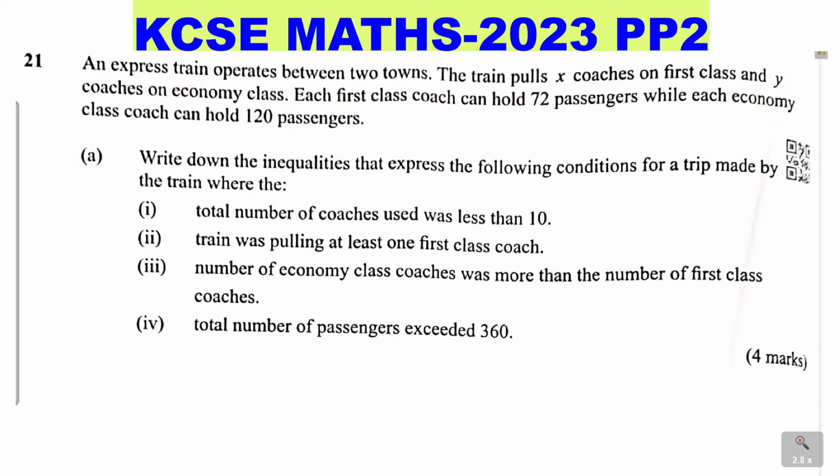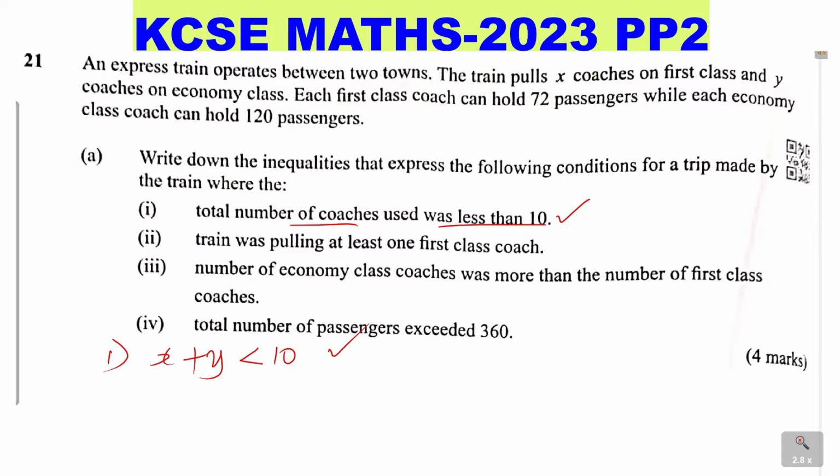Write down the inequality representing the total number. Roman 1. Total number of coaches used was less than 10. That means the coaches of the first class plus the coaches for the economy class should be less than 10. The coaches for the first class, represented by X, plus the coaches for the economy class, Y, give the total number of coaches, and that sum should be less than 10. So that is the first inequality.